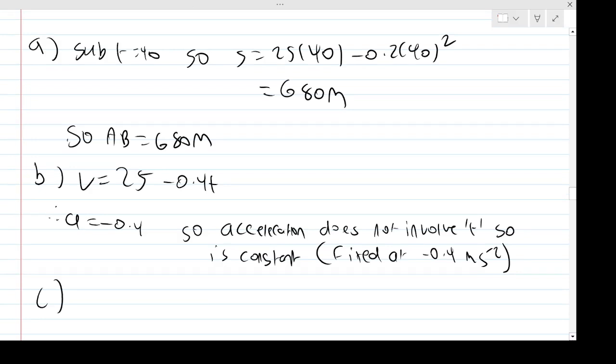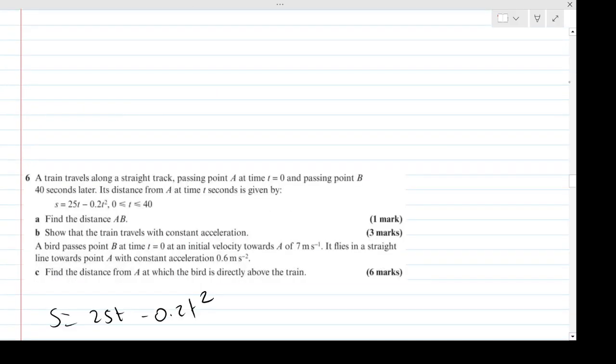There we are. Now in part C, this is where it gets interesting. So we're told here a bird passes point B. By the way, this whole time we've just been talking about a train. Now it's talking about a bird, and the bird passes point B at time t0. So now the bird is initially at point B, kind of at the other end, right? And it has initial velocity of 7 towards A, so it's going towards A.